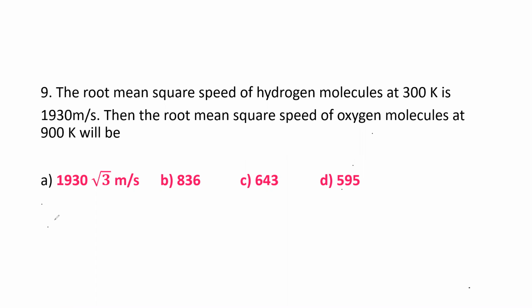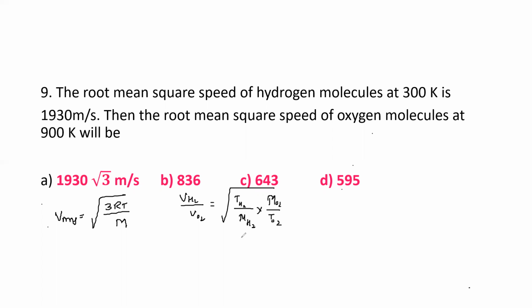We already know the formula: Vrms is equal to the square root of 3RT divided by M. Here, the ratio of hydrogen to oxygen is equal to the square root of 3RT divided by M. Therefore, we can simplify it as T of H2 divided by M of H2, into mass of O2 divided by temperature of O2. It is equal to, for hydrogen, the value 1930 divided by, for oxygen, it is written as it is because for oxygen we need to calculate.